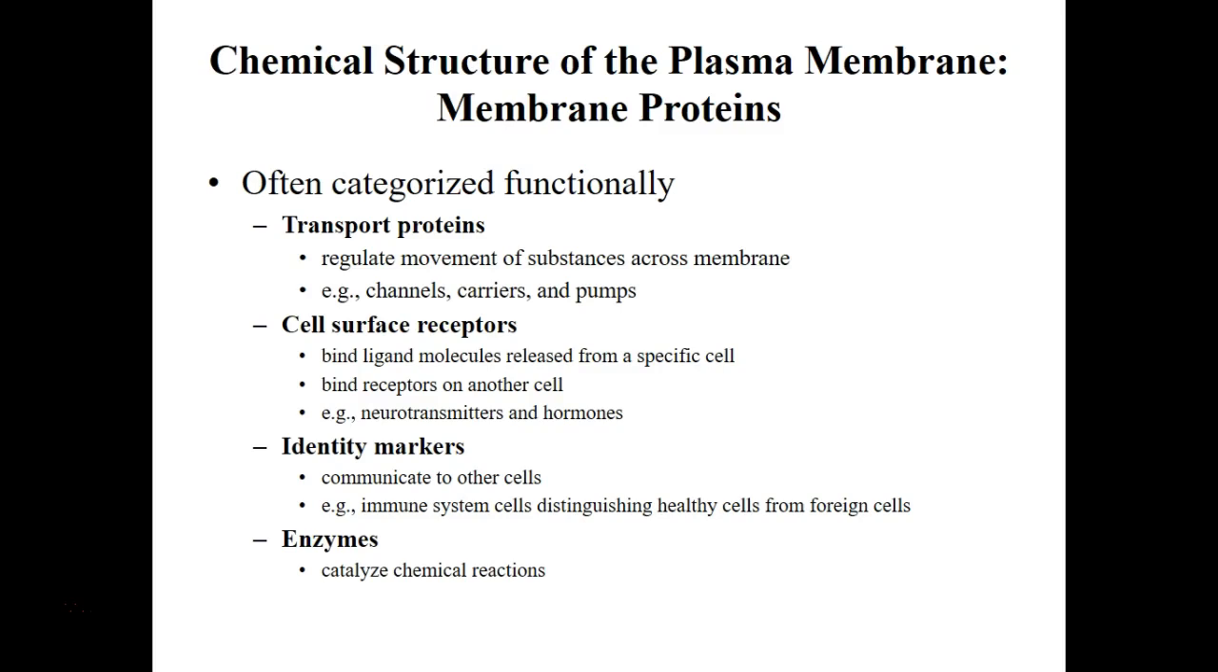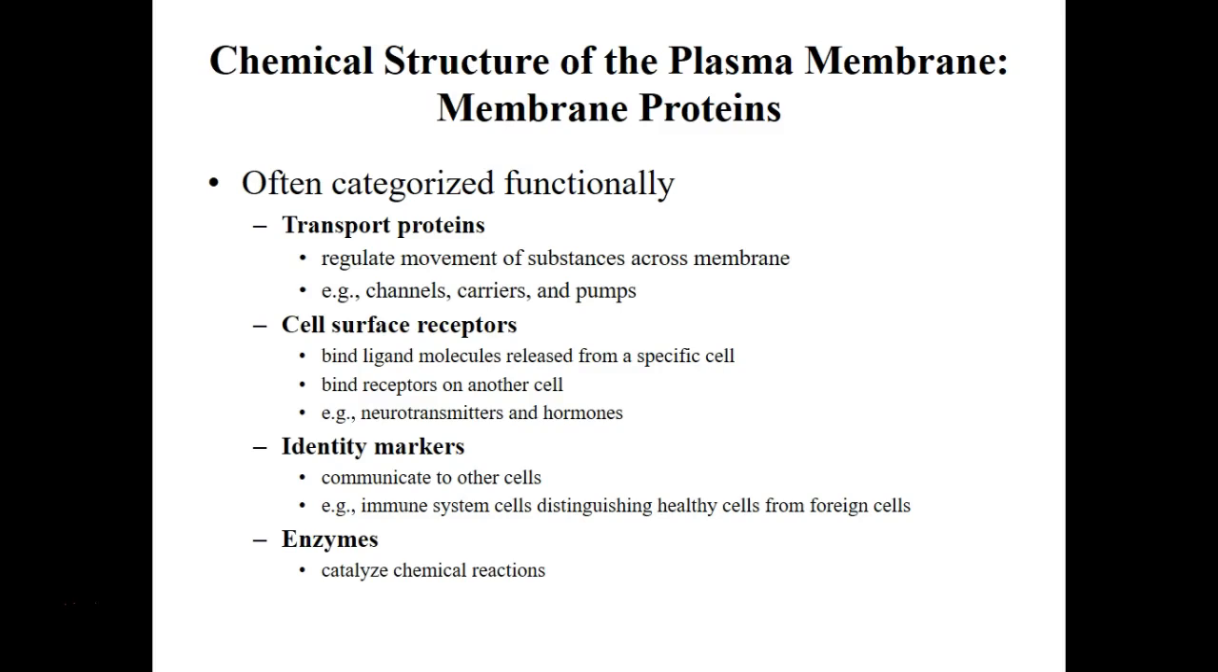We have surface receptors. So receptor molecules are molecules that bind other cells. We can have receptors for neurotransmitters. We can have receptors for hormones. There are receptors for a lot of things. Identity markers. Identity markers are basically self-proteins that identify as self, so that your immune system doesn't attack.